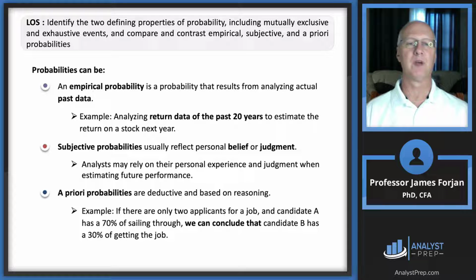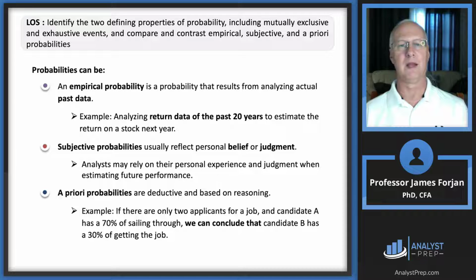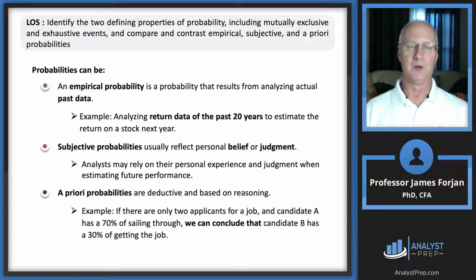Now, different types of probabilities. An empirical probability results from analyzing actual historical data. And what you're going to do, and we'll do this pretty regularly throughout levels 1, 2, and 3, is take a look at some historical returns and use that as a basis to estimate what's going to happen during the course of next year.